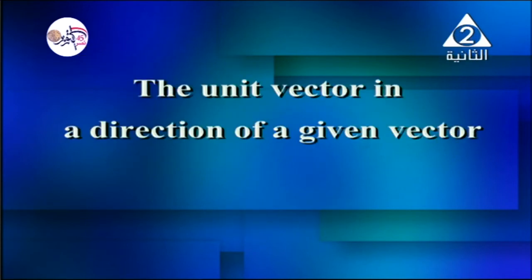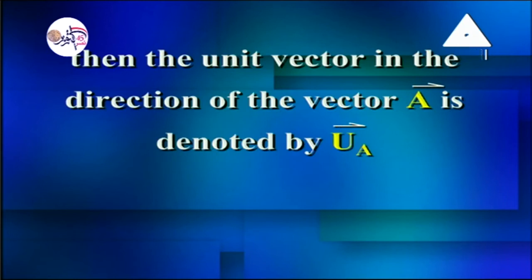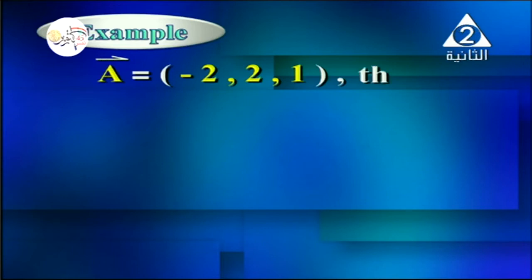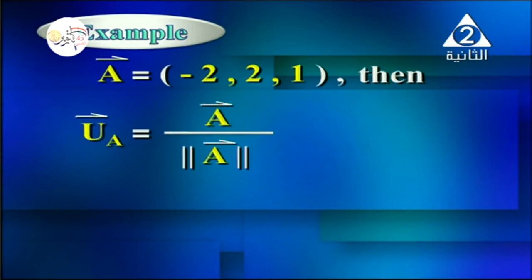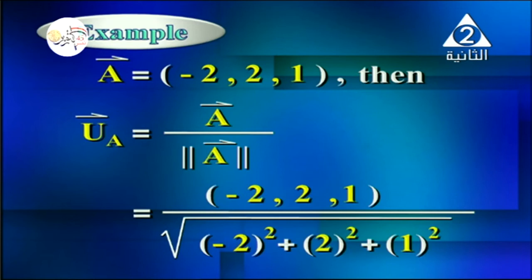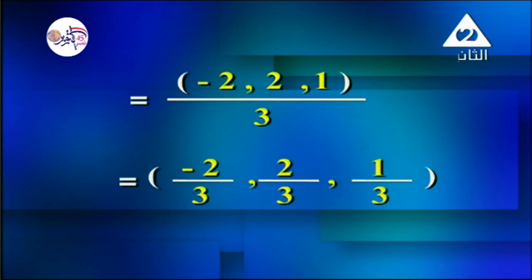The unit vector in the direction of a given vector: if A vector (AX, AY, AZ) belongs to R3, then the unit vector in the direction of vector A is denoted by unit A vector and equals A vector over the norm of A vector. Example: A vector (negative 2, 2, 1). What is the norm? Square root of negative 2 squared plus 2 squared plus 1 squared, which equals 3. So unit A vector equals (negative 2, 2, 1) over 3. Also, we can express it by three components: (negative 2/3, 2/3, 1/3). This is the unit vector in the direction of A vector.